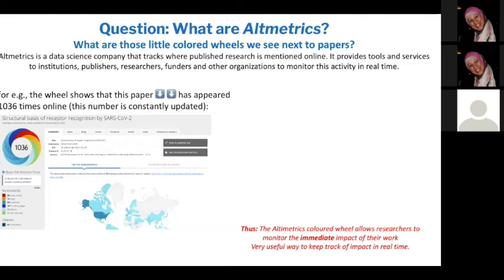That number, 1036, recorded in the early part of the pandemic in March 2020, shows you that this paper, which had recently been published at that point, had been mentioned in 50 news outlets, on 12 blogs, tweeted about 851 times, talked about on 10 Facebook pages, Reddit, video uploads, and citations in Dimensions.